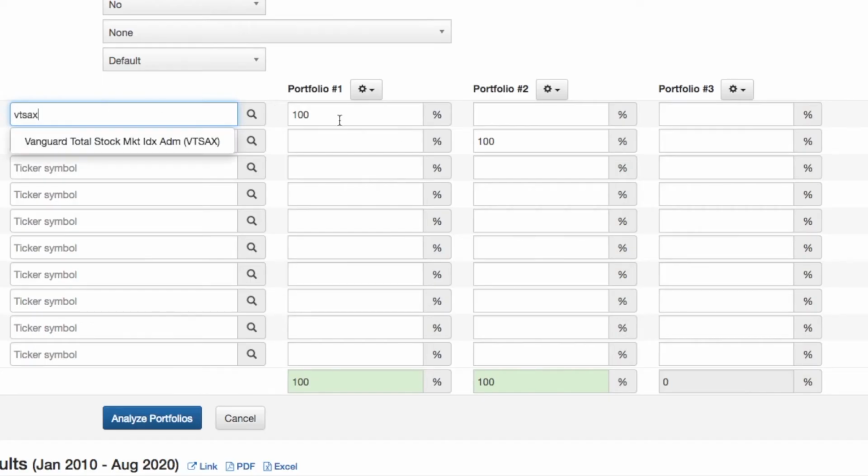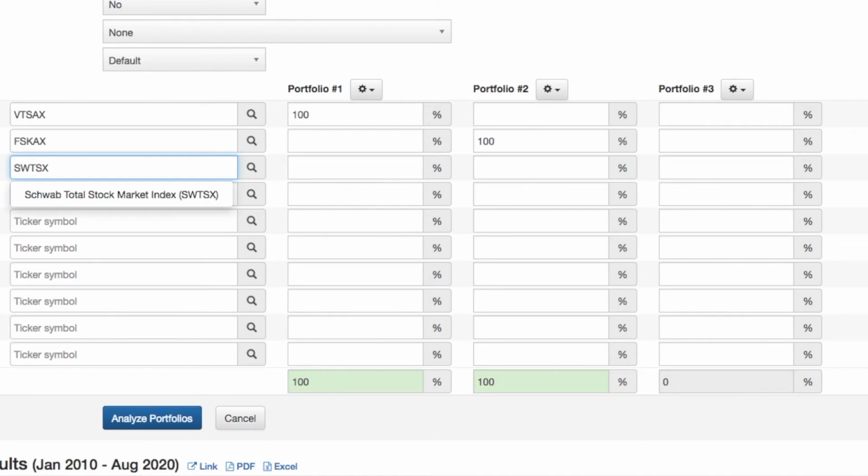VTSAX in portfolio number one, and that's 100%. FSKAX, the Fidelity total stock market, and again SWTSX, which is the Schwab version. And we're going to put 100% in each one. Let's analyze what the difference is.